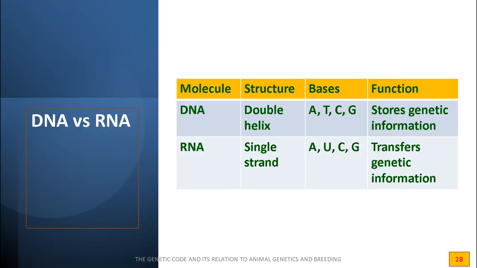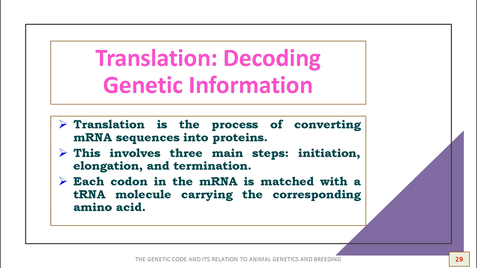And the DNA contains A, T, C, G, adenine, thymine, cytosine and guanine, whereas the RNA is single stranded. Instead of thymine, it contains uracil, and its function is to transfer the genetic information, whereas the DNA stores genetic information in it and the RNA transmits it.